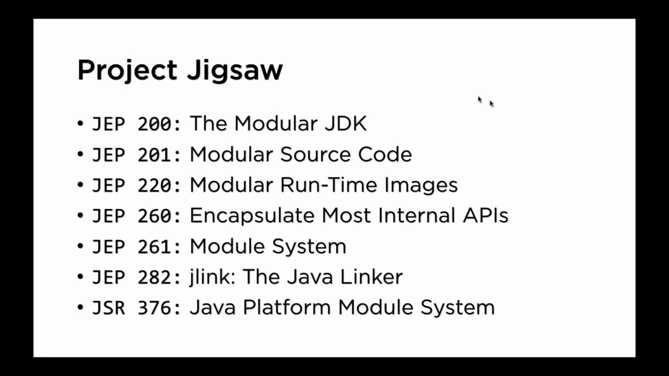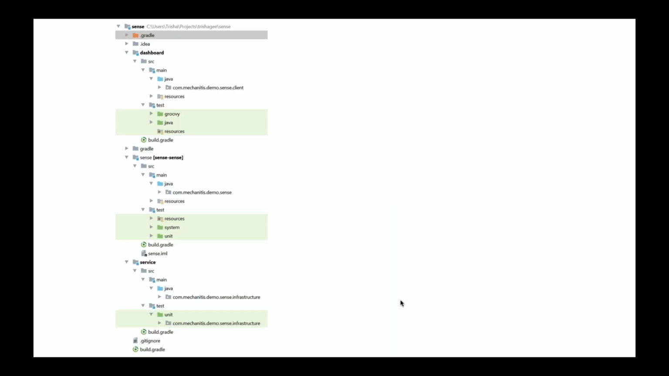When I was talking about Project Jigsaw, these are the different individual items that make up Project Jigsaw. As I said, there's the modular JDK itself, encapsulating most internal APIs, JLink to allow you to create a much smaller version of Java to deploy, and the module system itself. So we're going to look at the module system itself.